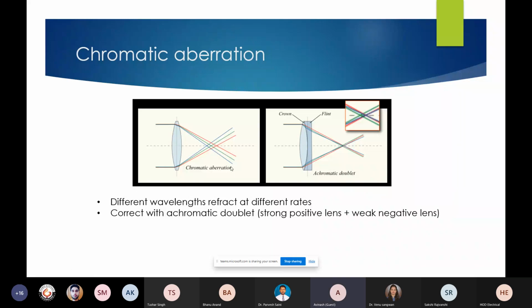To solve this, one of the ways would be to use multiple lenses, or to use a hybrid lens with multiple focal lengths. One of them is called an achromatic doublet, which uses double lenses to do double diffraction so that the light rays are focused at the same point for all the different colors.